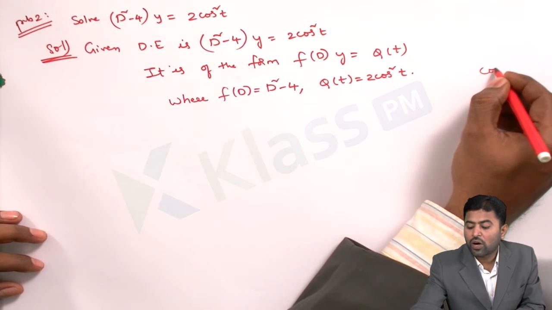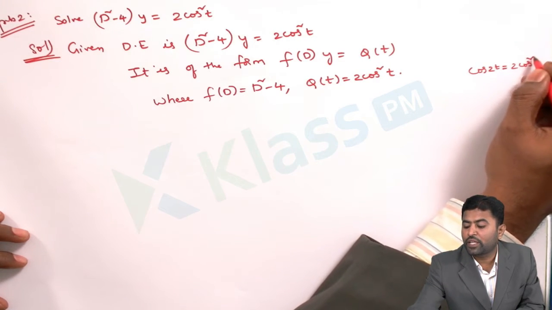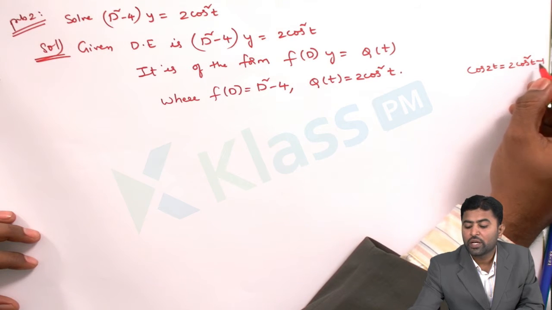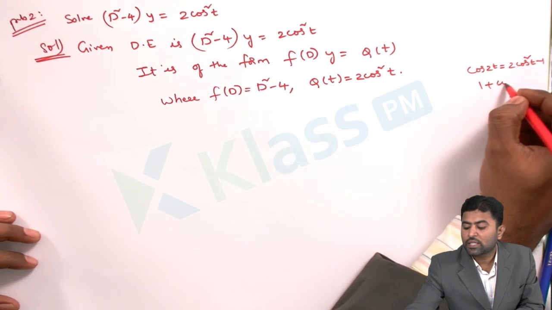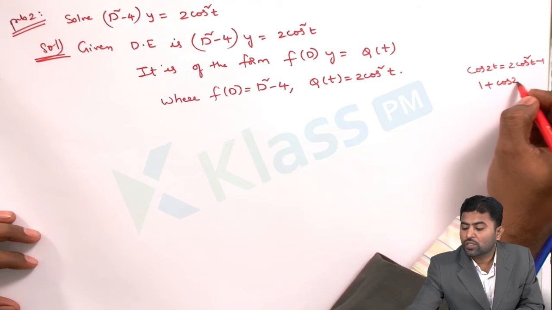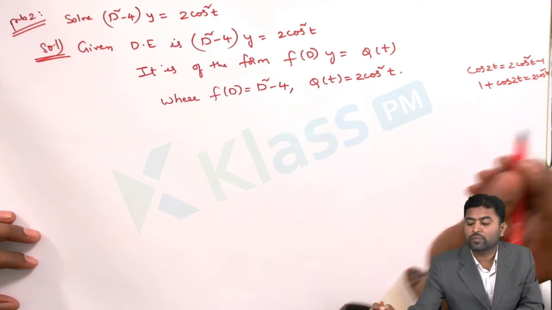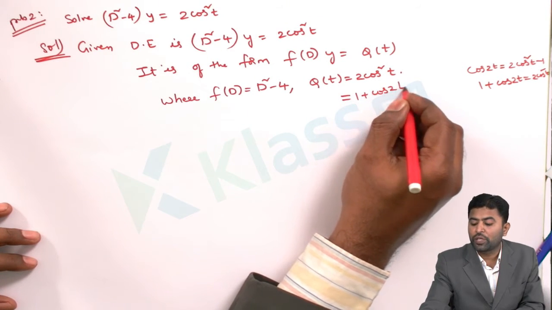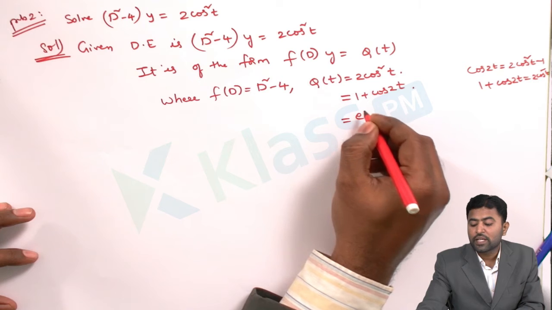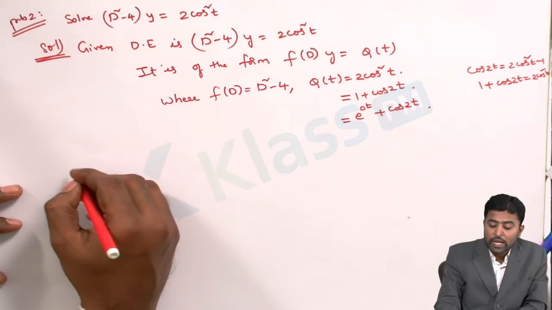And we know that cos 2t is equal to 2 cos square t minus 1. So therefore I can write 1 plus cos 2t is equal to 2 cos square t. So I'll write this as 1 plus cos 2t, or I can also write this as e power 0t plus cos 2t.